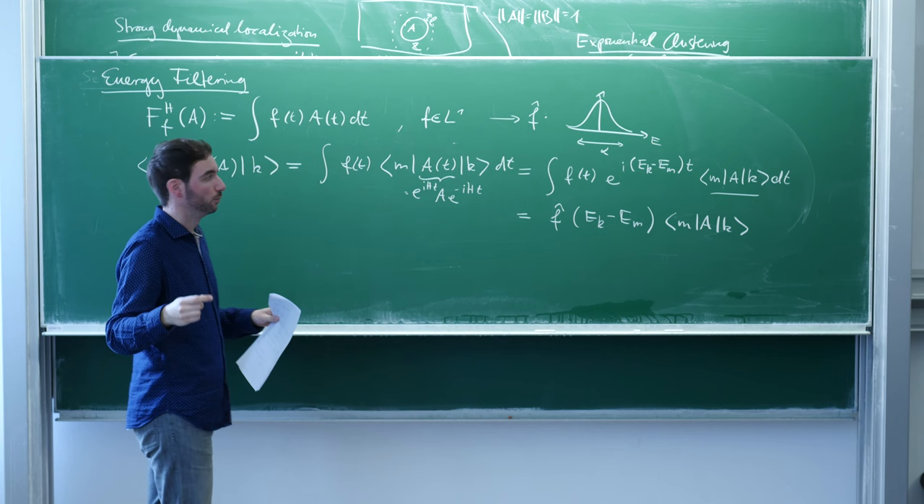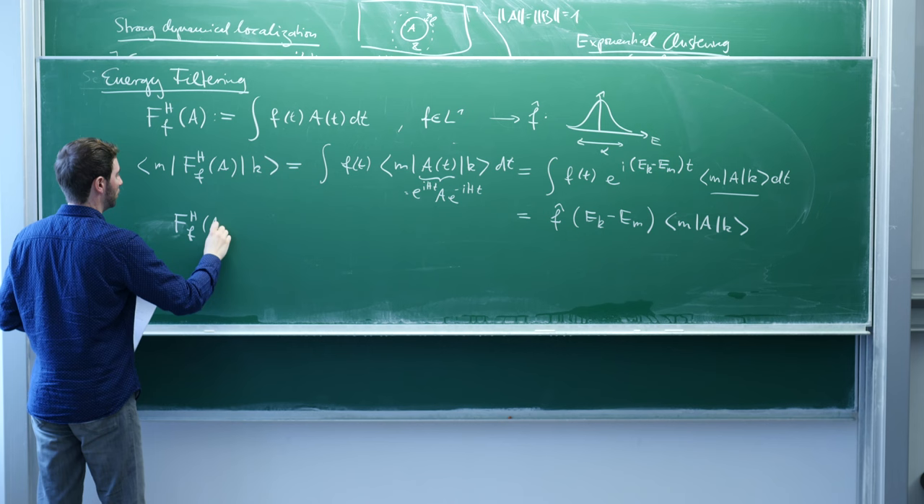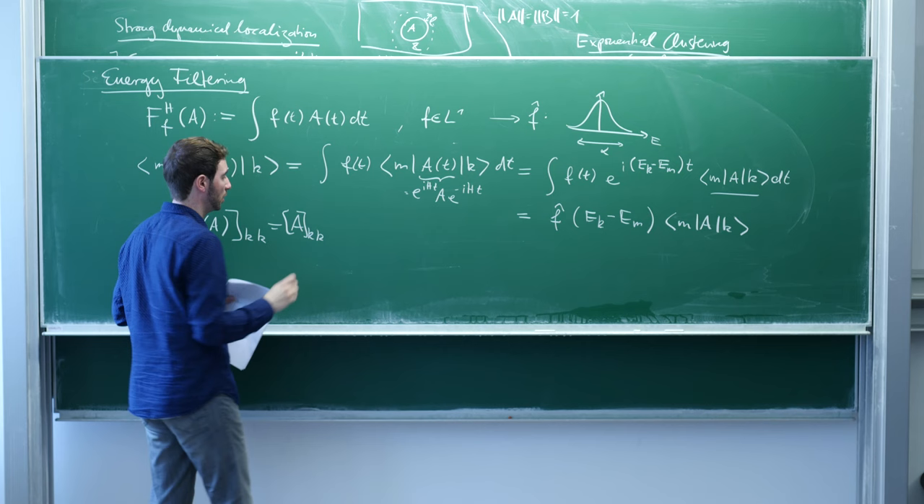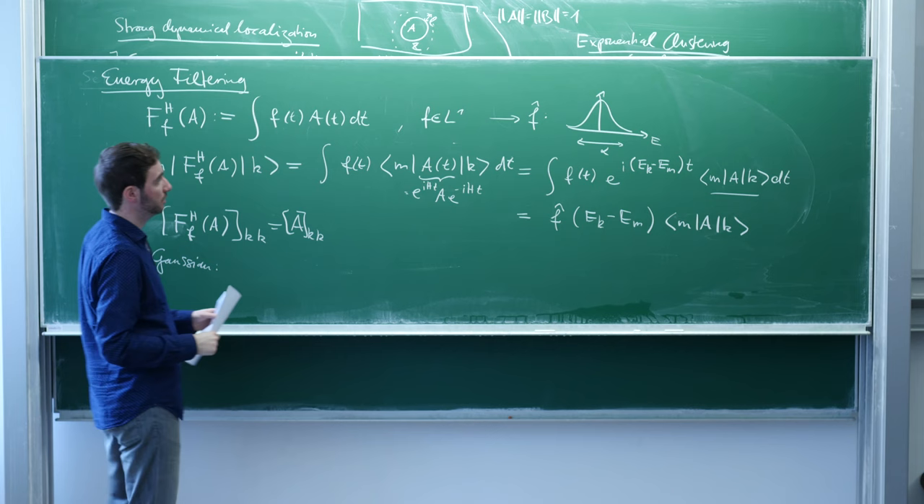So, we now easily see two things. First of all, let me maybe abbreviate it a little bit. If you take the matrix element on the diagonal, this is the same as that of the operator A, so the diagonal doesn't change. And now, one example of an energy filter is a Gaussian, then this is a Gaussian, and f itself too, of course.